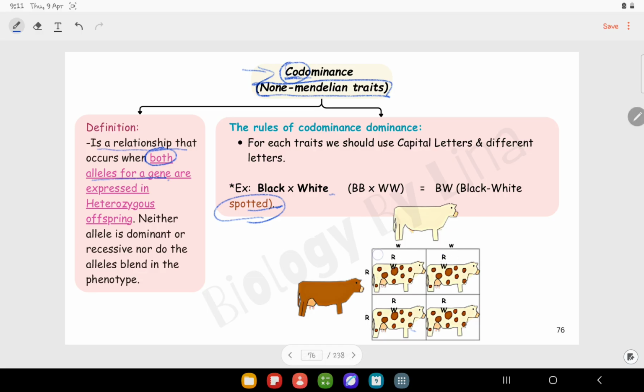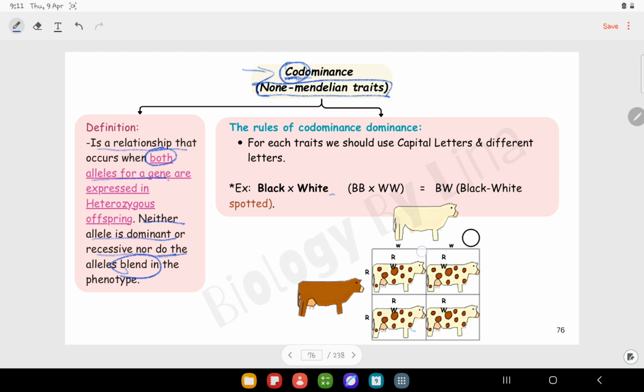When the question says both of them express themselves and they don't blend or mix, or it's not intermediate, this one will be codominance. It's not incomplete. In incomplete dominance, you have intermediate, or in between. For codominance, they cooperate and both of them express themselves in a heterozygous condition. Here, neither allele is dominant or recessive. We don't have one dominant and one recessive, because both of them express themselves and they don't blend together.